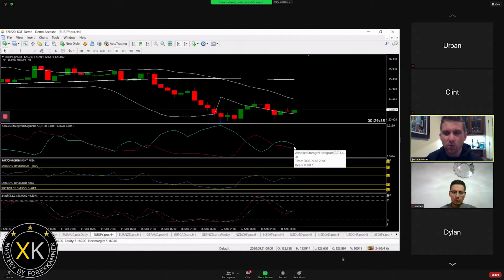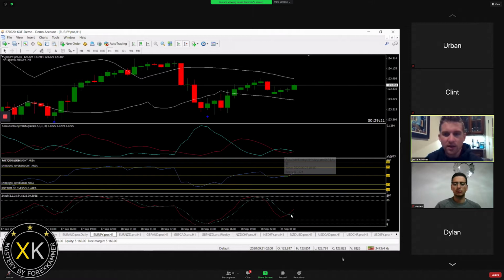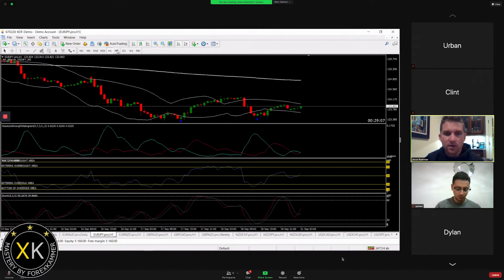If in the next 4 to 8 hours we get that confirmation on the absolute strength histogram, so if that blue line crossed to the downside, that would indicate that for the next 4 to 16 hours we should see Euro JPY continue to be bullish. So 1-hour time frame, right? Stock indicator crossed. Absolute strength histogram is literally touching, so we could see this continue to be bullish. So yeah, I'm going to be playing the waiting game on this. I think all the confirmations are there that this is going to continue to be bullish.